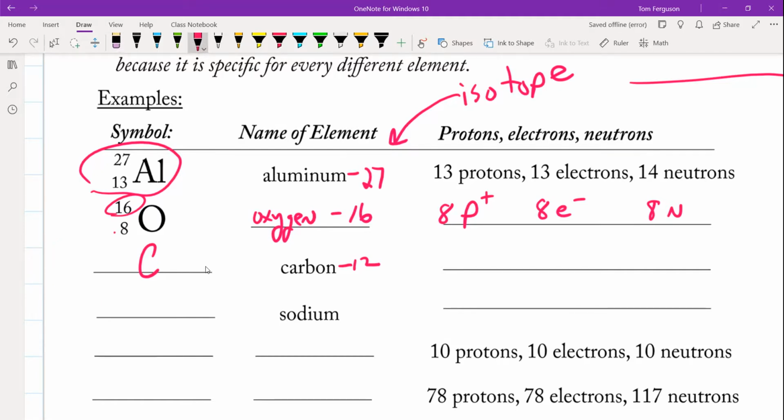Okay, so carbon 12. Well, carbon has, if we look on the periodic table, 6 protons. And we're going to talk about that extensively on Wednesday, about how you know from the periodic table when it has 6. Okay, and it's carbon 12. Because the Z, or the atomic number for carbon, is 6, that gives us 6 protons. Because this is neutral, that means we have 6 electrons. And we have 6 neutrons, because 6 plus 6 is 12.